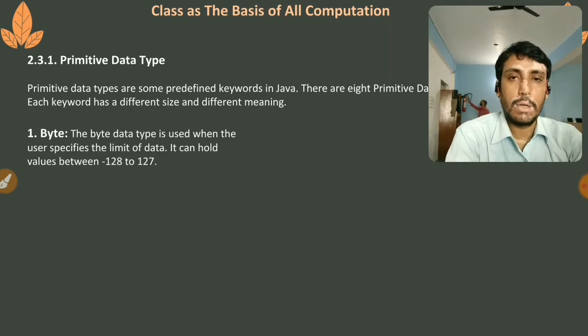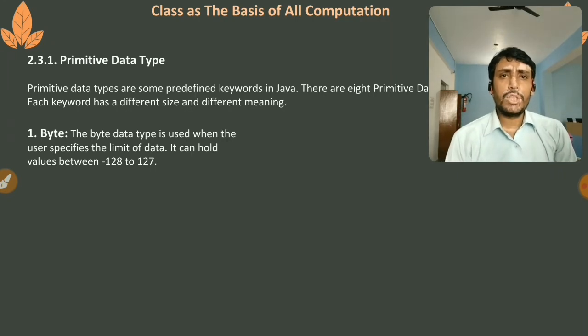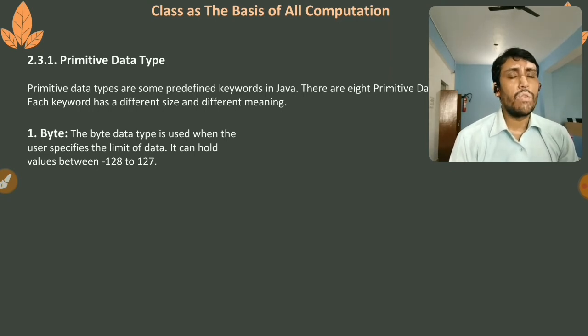So let's speak about byte. The byte data type is used when the user specifies the limit of data. It can hold values between -128 to +127. So the limitation is there in the byte.